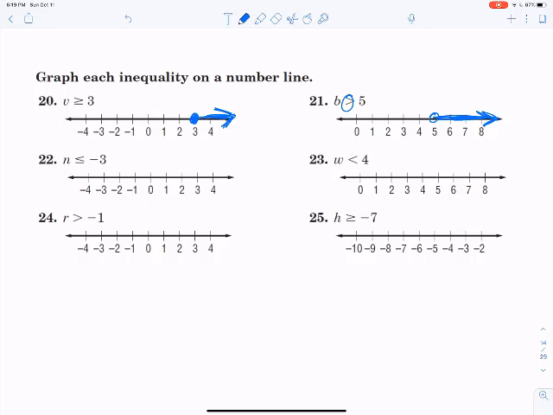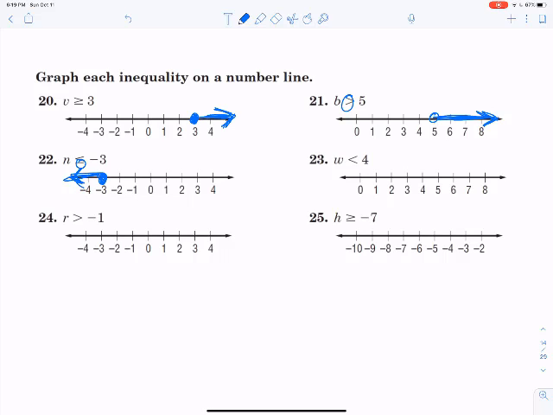Number 22 is n is less than or equal to negative 3. So I'm going to put a circle on negative 3, and because of this bar, I'm going to close it in. I'm going to shade it. It says I want to go less than negative 3, or left of negative 3. So that's what it would look like.